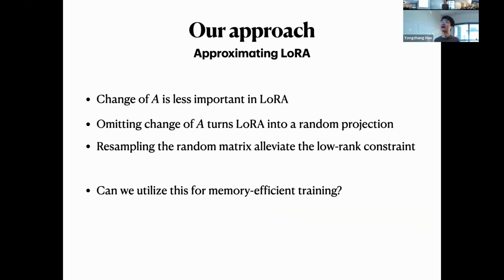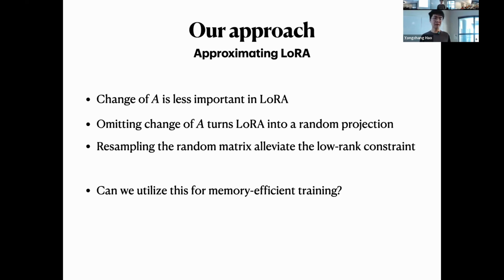So for now, we have verified three points. First one is the change of A is less important in LoRA. And if we just omit the change of A and make it frozen, then this turns LoRA into random projections. And we also show that by resampling the random matrix, we can drastically boost the performance of the random projection, and even do better than LoRA, by alleviating the low rank constraint.